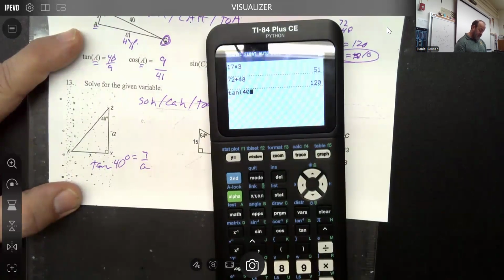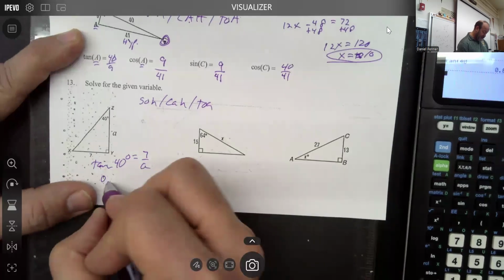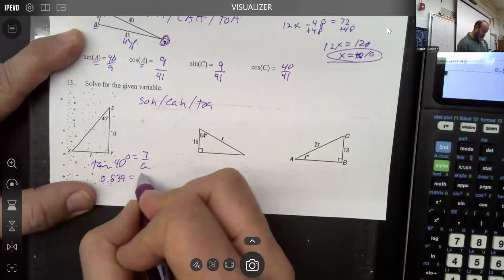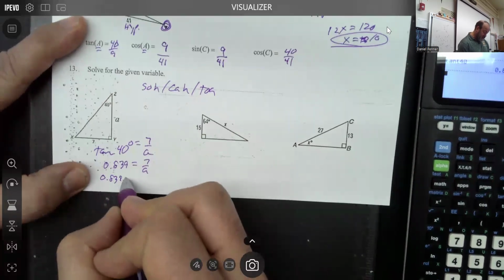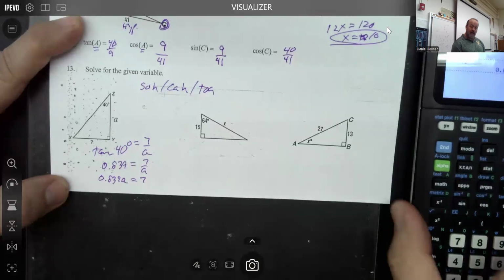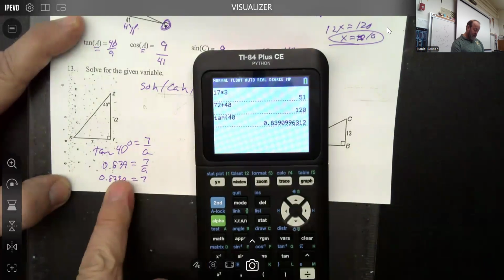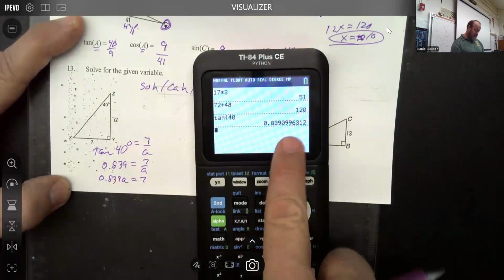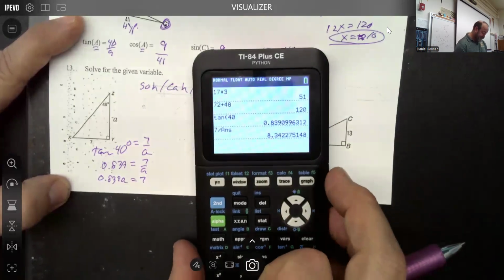So the tangent is 0.839. So if I cross multiply, 0.839 times A is equal to 7. And so what I need to do is take the 7 that I have and divide it by the 0.839. But I'm not going to type it. I'm going to use 7 divided by the answer. Remember, the answer on our calculators are always sitting above that negative sign. And so I got 8.34.